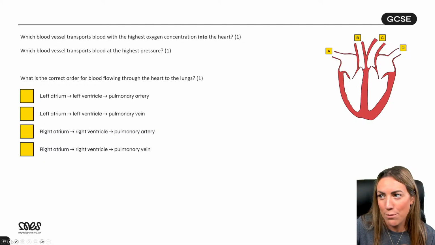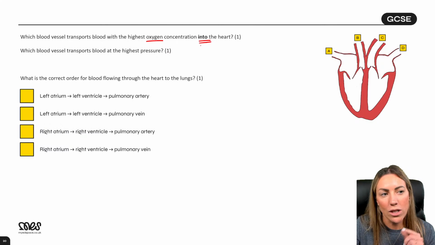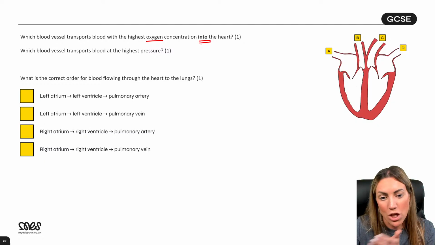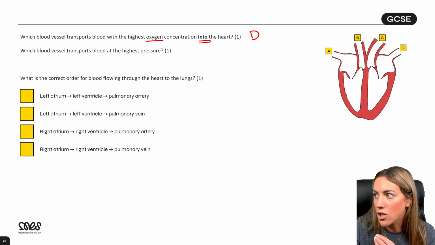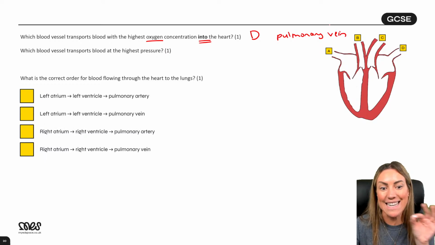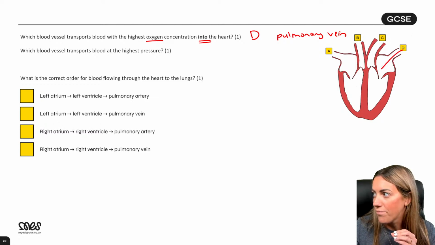Which blood vessel transports blood with the highest oxygen concentration into the heart? So we're looking for a vessel that's going into the heart, and the blood has to be oxygenated. So we know it's oxygenated, highest concentration of oxygen. So we know it's coming from the lungs into the heart. So it's got to be D, and that would actually be the pulmonary vein. It's coming from the lungs, so it's oxygenated, into the heart, so it's a vein. It's the pulmonary vein, okay, which is this one.